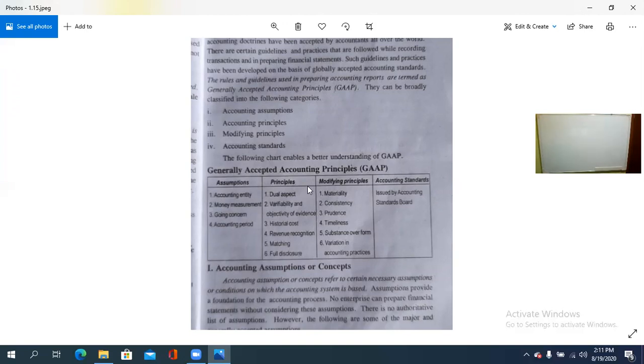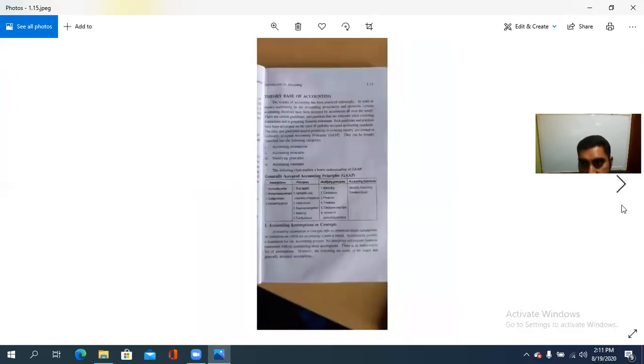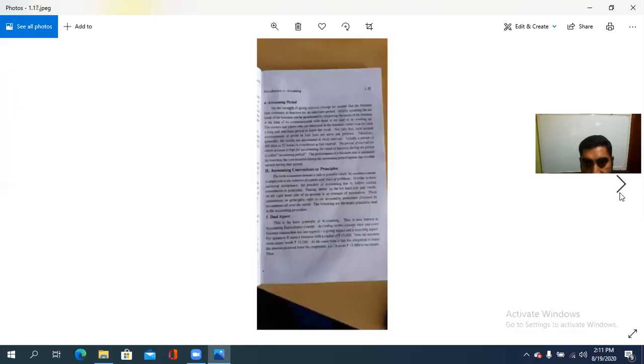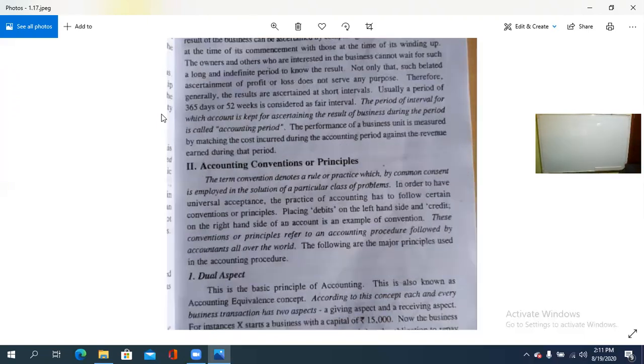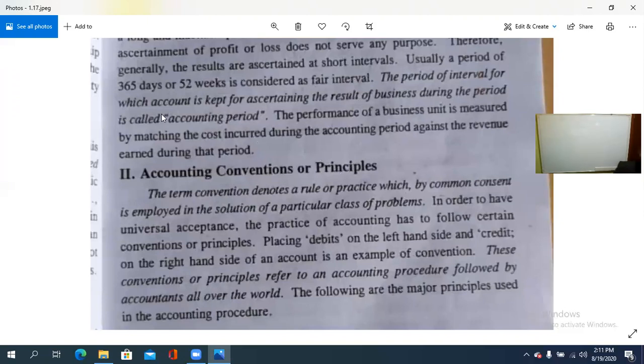Today we are going to see the principles. What are the principles with regard to this same GAAP, generally accepted accounting principles? So accounting conventions or principles: the term convention denotes a rule or practice which by common consent is employed in the solution of a particular class of problems. In order to have a universal acceptance, the practice of accounting has to follow certain conventions or principles like placing the debits on the left hand side.